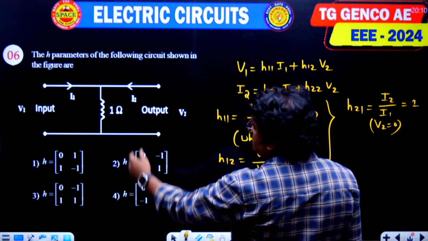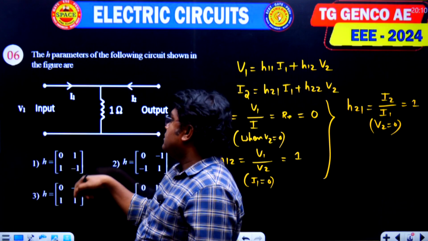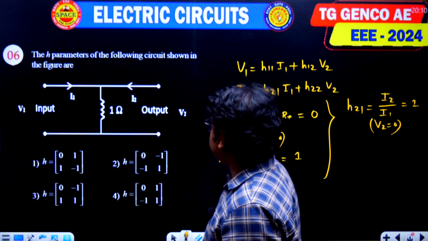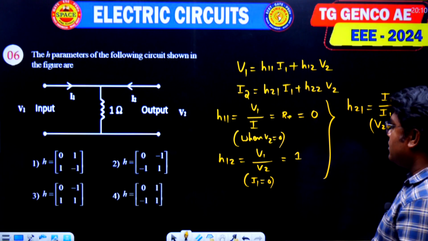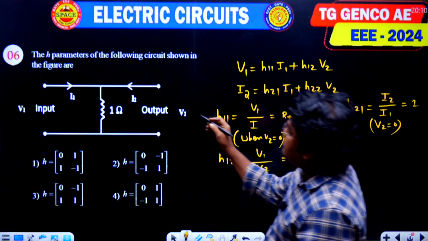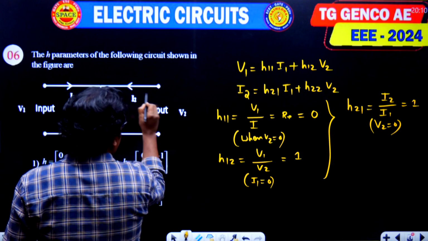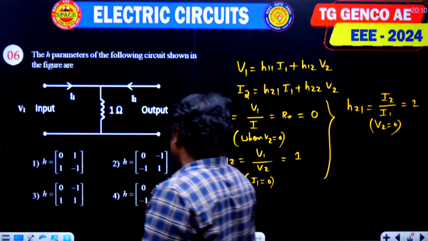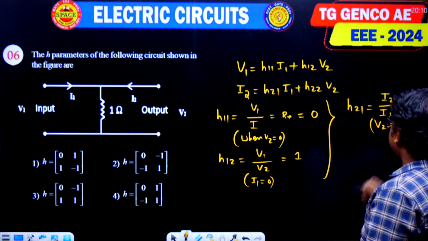Now V2 equal to 0 means it is a short. So now this one is only a current gain, equal to minus 1. Why? Because this current is required, but this one is in the opposite direction. So that's why it is equal to minus 1.